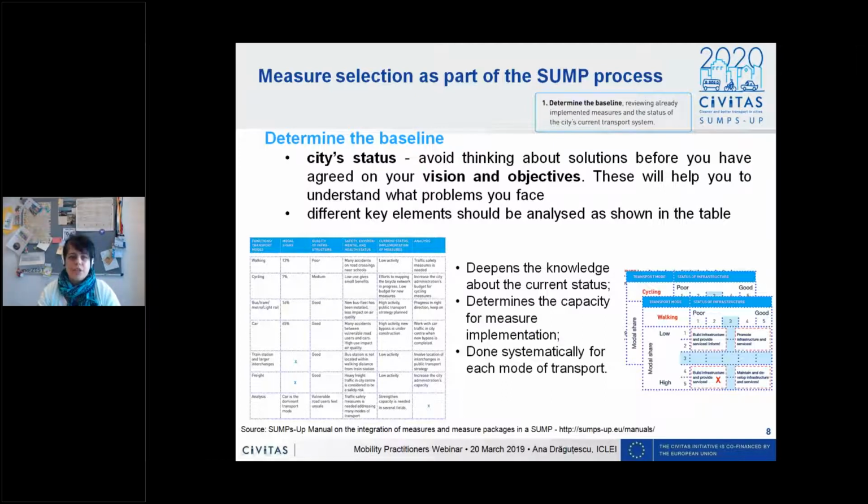There are different key elements that should be analyzed, as shown in the table below. You will see this table with specific modes of transport and key elements that need to be analyzed in order for us to come up with a good list of measures. This process will deepen the knowledge about the current status of the city. It will help the city to determine the capacity for measure implementation. And it should be done, as I said, systematically for each mode of transport.